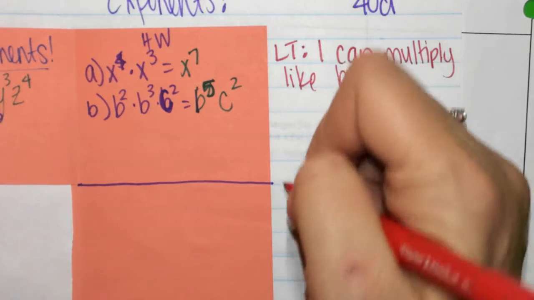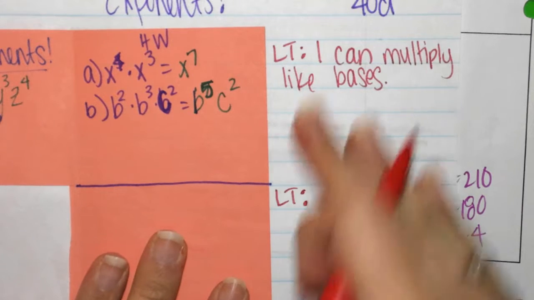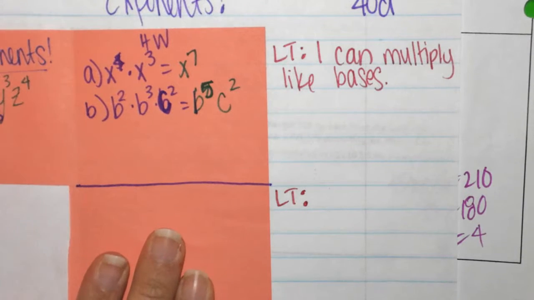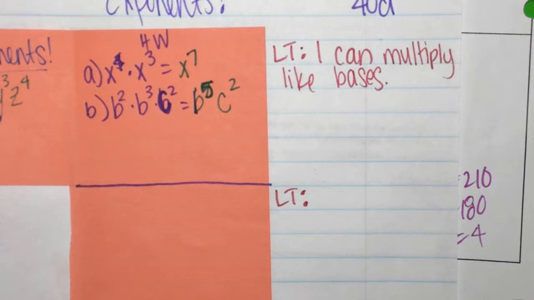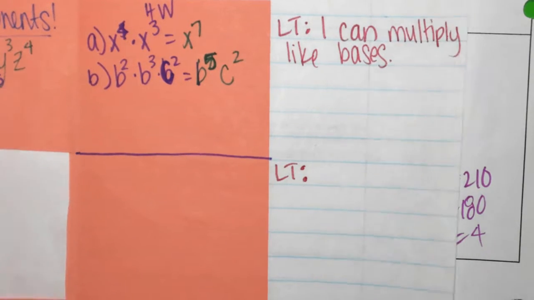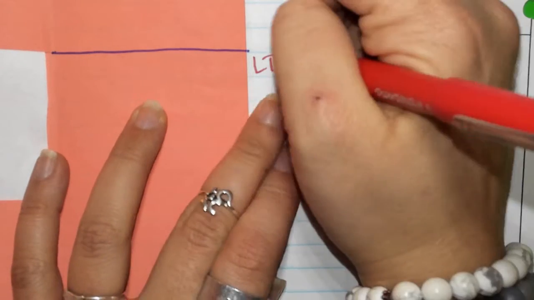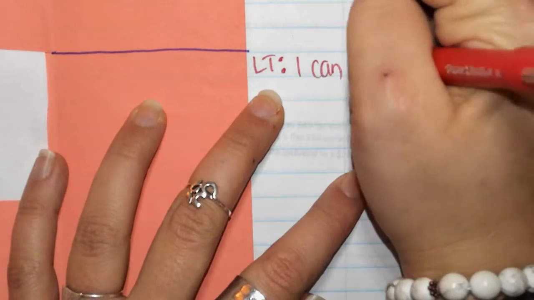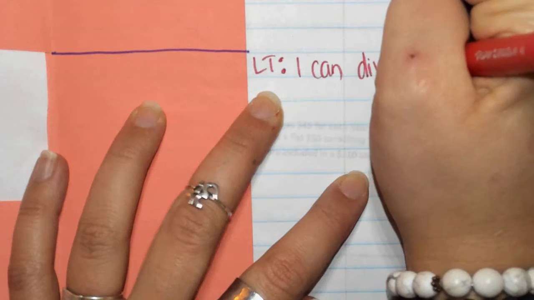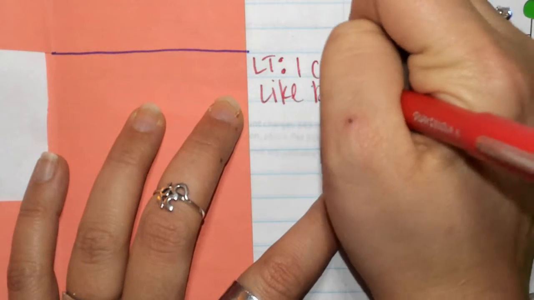Alright, next one. Leave some space in between them, just like I am. Remember how I write, you write. So see how I skip some lines? Do the same thing, tater tots. Alright, so our next learning target that we're going to be able to do is I can divide like bases.